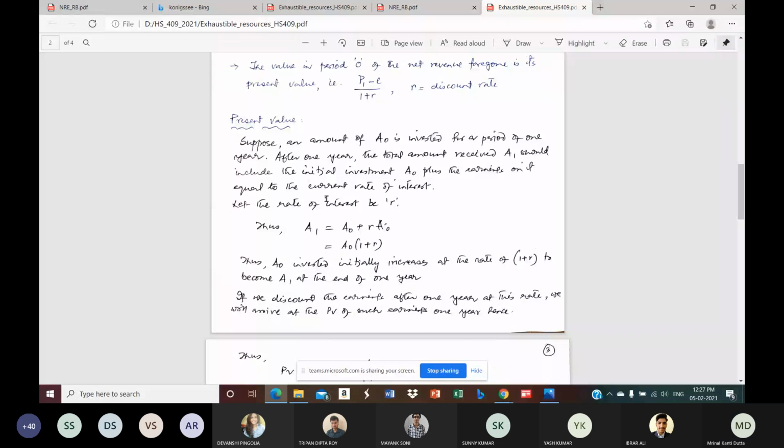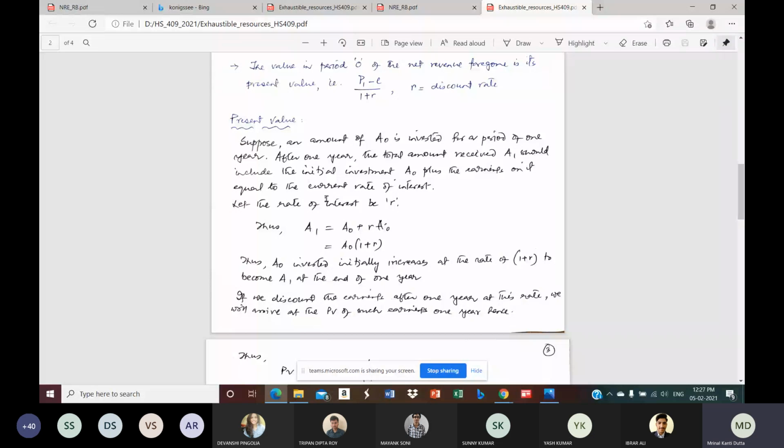But if P naught minus C is much lesser than P1 minus C by 1 plus R, obviously he will not sell off the resource today. He will be better off leaving the resource in the ground. In both these inequalities, he may not be in an equilibrium position. So there will be a condition for the optimum amount of current extraction, and that is the situation when these two values are just equivalent.